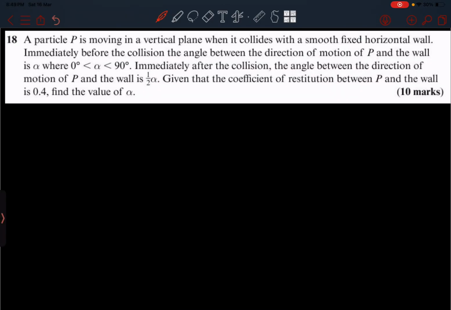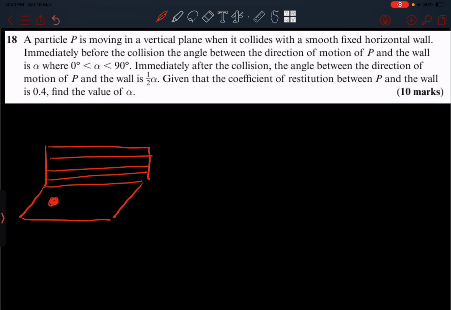Right, for the last question in this exercise, question 18, we've got a particle moving in a vertical plane when it collides with a smooth fixed horizontal wall. Now, just by reading that first sentence, we might think, oh, this is something completely new or completely different. So, what we have done so far is the wording of the questions where an object is moving in a smooth horizontal plane and it would collide with a smooth vertical wall. So this is what used to happen.